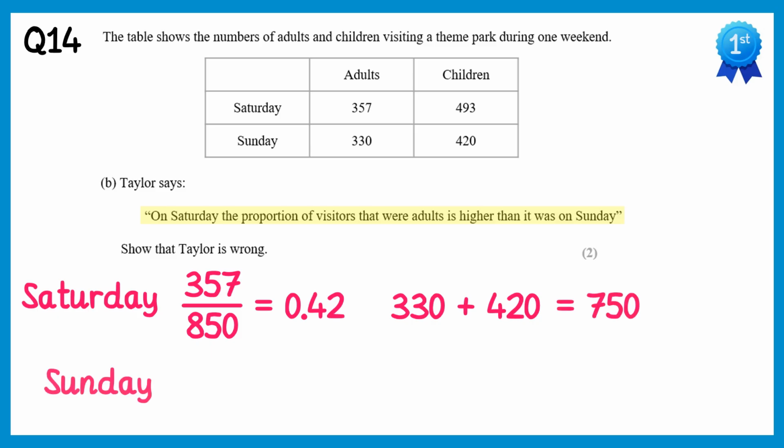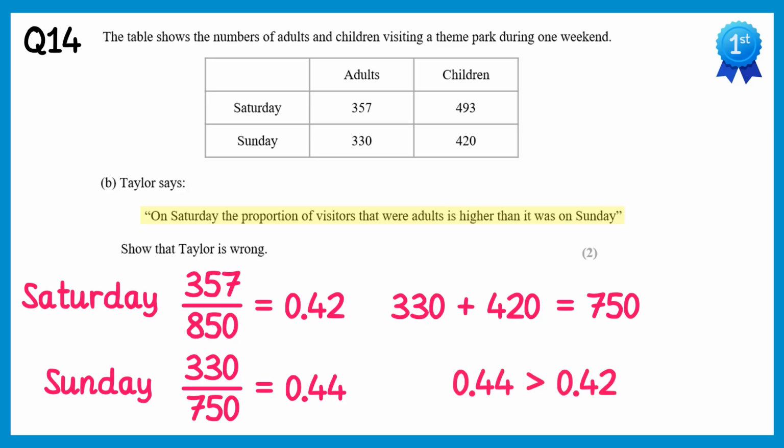So for Sunday, the proportion that were adults is the adults, which is 330, over the total, which is 750. And if you type this one into your calculator and then press SD to turn it into a decimal, you'll get 0.44. So you can see clearly the proportion on Sunday was actually higher at 0.44 than it was on Saturday. So Taylor's definitely wrong. So we just need to write a statement at the end, something like 0.44 is bigger than 0.42.